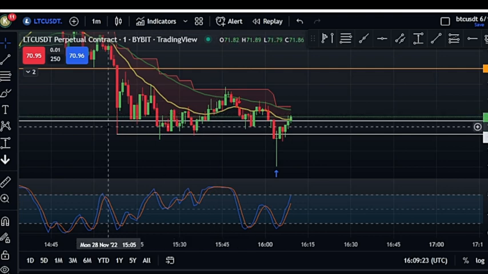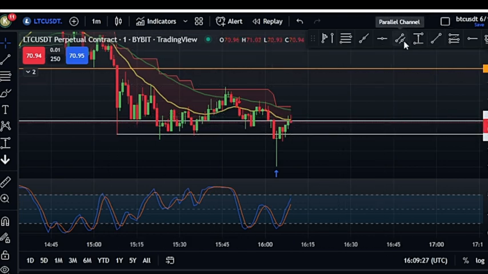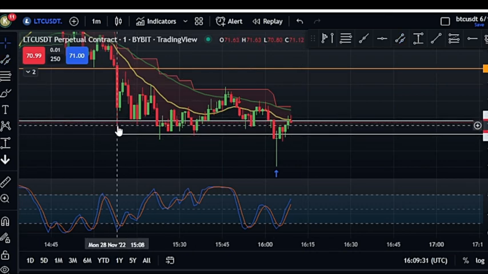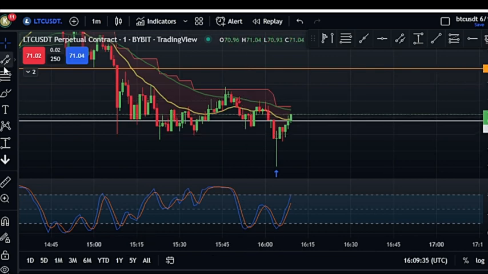Now we have a clear range, which is this trading range. We could just put it as a channel so we know what we've got here. Sometimes channel trading on the 1 minute chart is not bad.